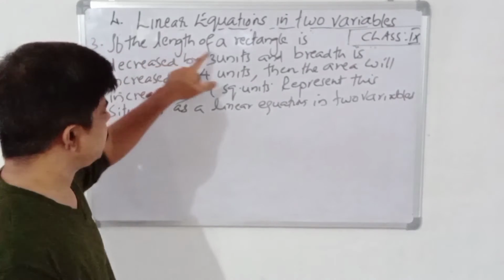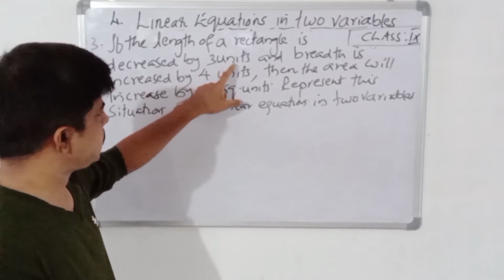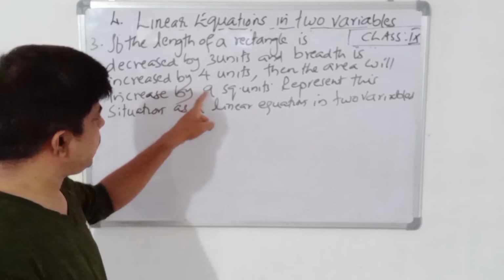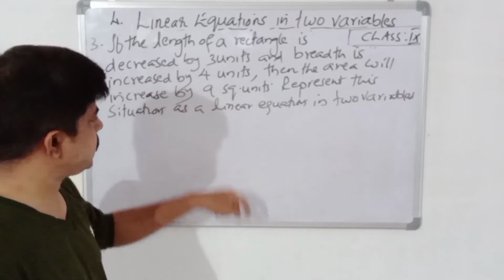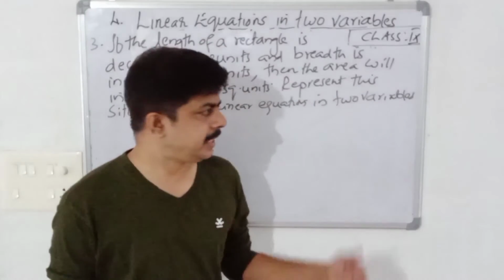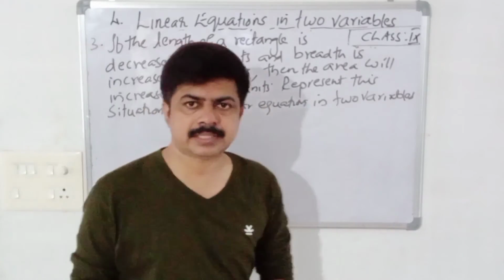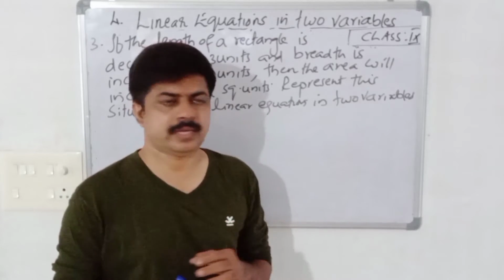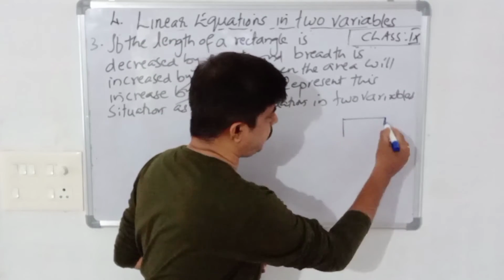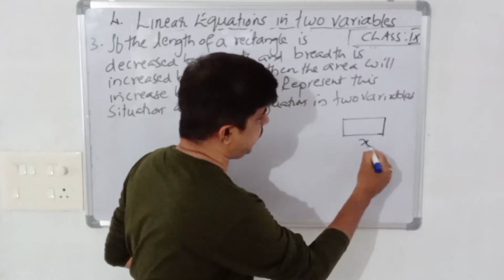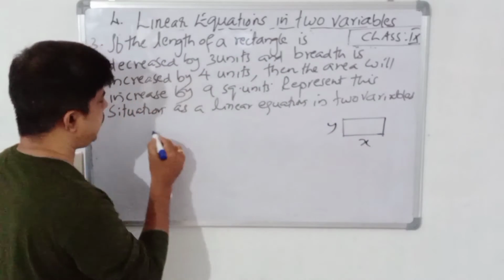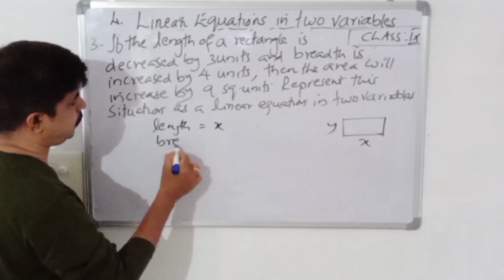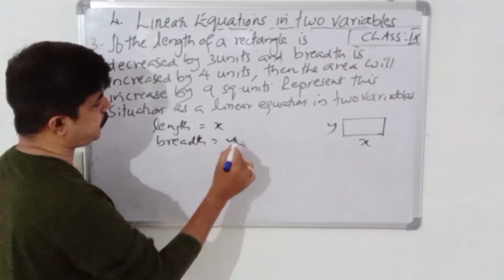Next question: if the length of a rectangle is decreased by 3 units and the breadth is increased by 4 units, then the area will increase by 9 square units. Represent this situation as a linear equation in two variables. Here we have the relationship between the length and breadth. Let us assume the length and breadth be x and y. We have the original rectangle: length is taken as x, breadth is taken as y units.